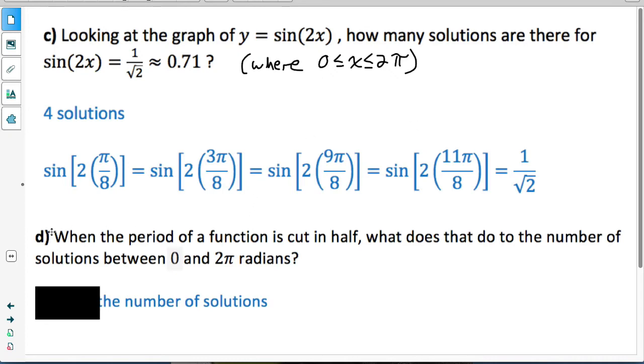And we could answer part D now as well. When the period of a function is cut in half, what does that do to the number of solutions between 0 and 2 pi? Well, if the period's cut in half, that means it's going to do twice the number of cycles between 0 and 2 pi, which means you're going to get double the number of answers. So it'll double the number of solutions.